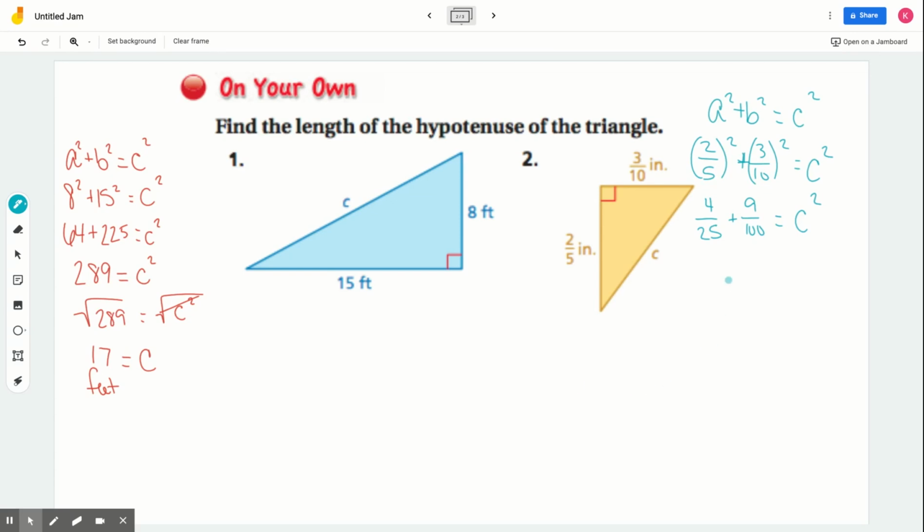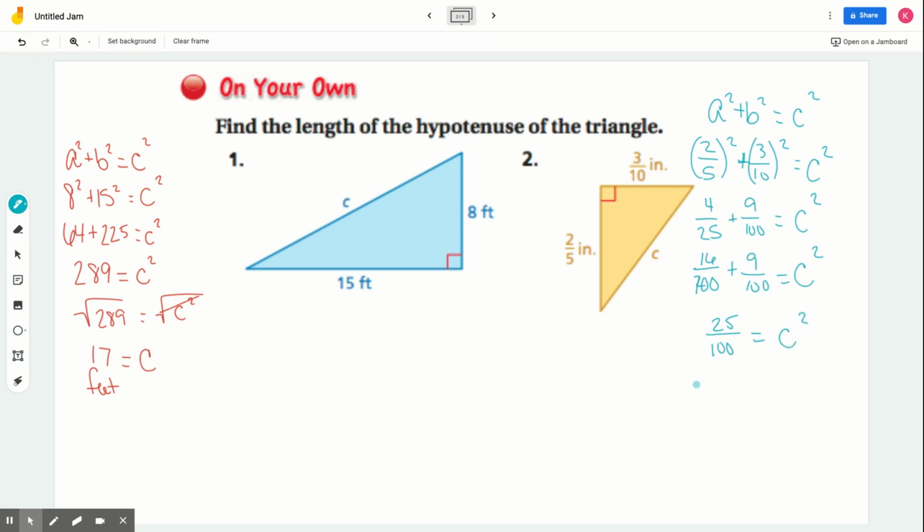We cannot combine these two fractions until they have common denominators. So common denominator would be out of 100. 25 times 4 makes 100. 4 times 4 is 16. Now we can add our fractions. 16 and 9 makes 25 over 100 equals c squared.